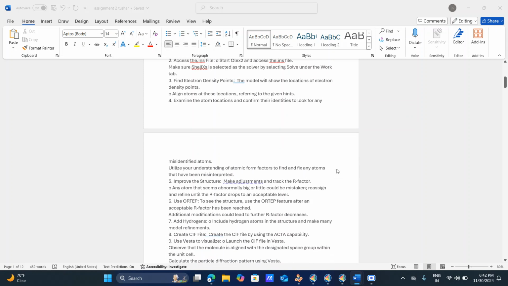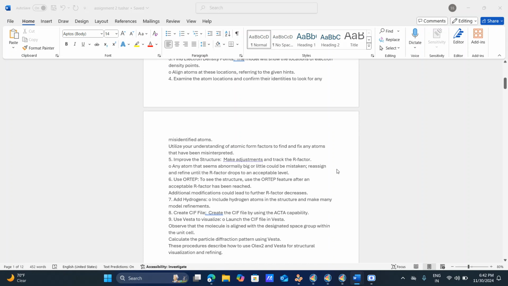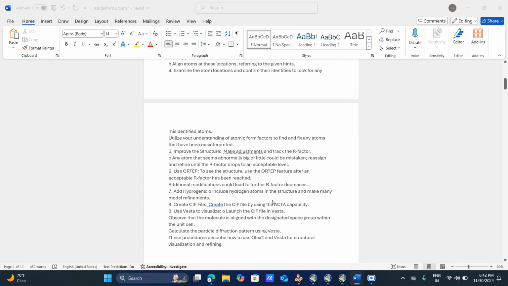Then we have to improve the structure. We can use the R factor here. We will try to minimize the R factor as much as possible. Once the R factor is reduced and we have made all the bonds, we make a similar structure. At the end, additional modifications can be done. We can add hydrogen so that it is better towards the real structure.